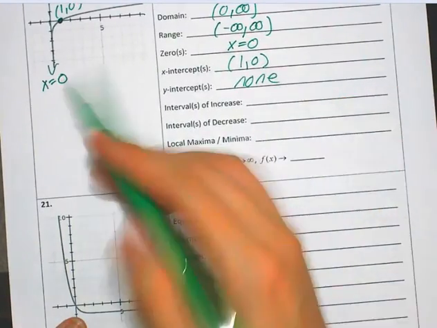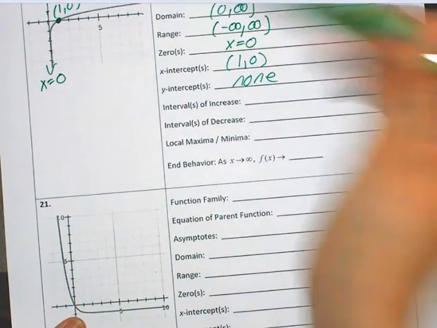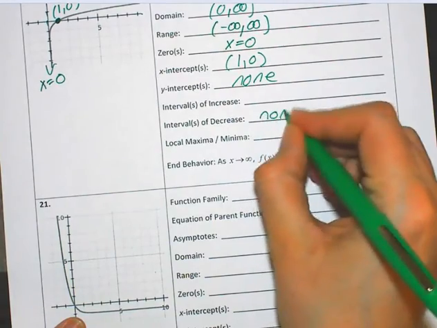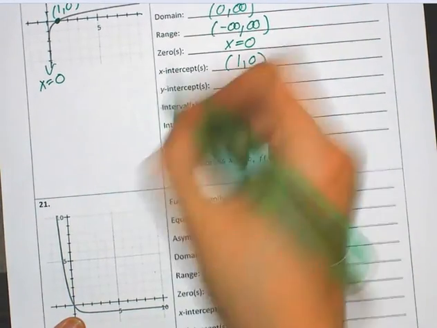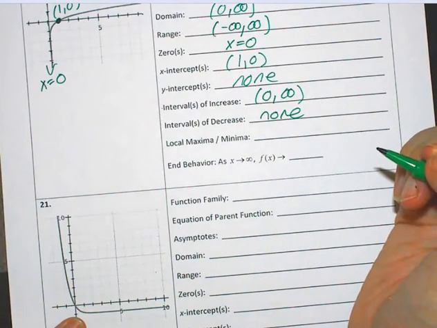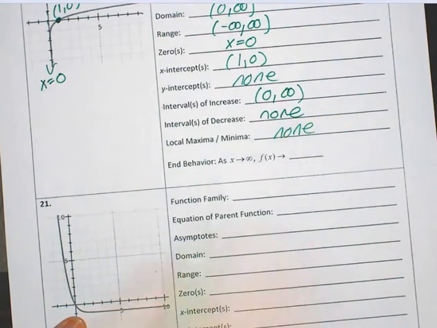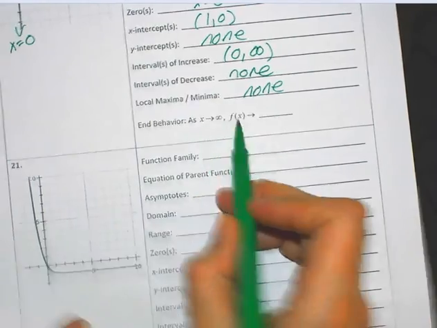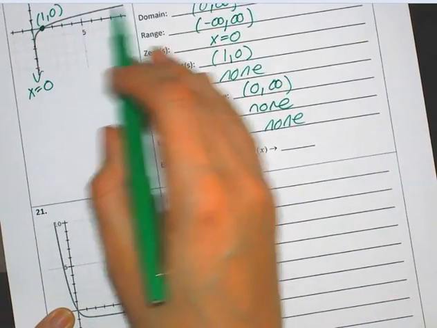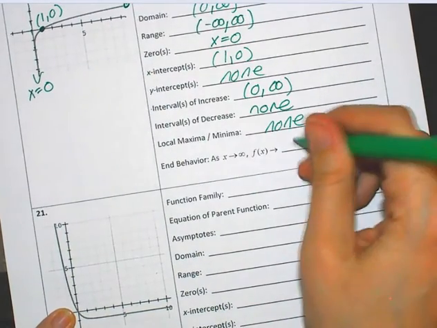Increasing or decreasing, remember if you're riding a roller coaster, I'm going up, up, up, so it's always increasing. And the increasing is going to match my domain, so 0 to positive infinity. Okay, local max or min, there's none, because remember max or min are change in direction. And then finally, end behavior as x approaches infinity, so as x is approaching infinity, what's happening here at the end of the graph? It's approaching infinity as well.